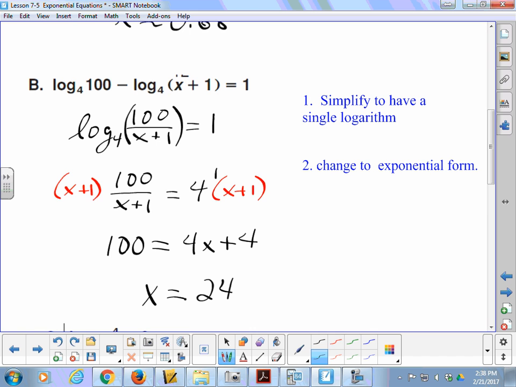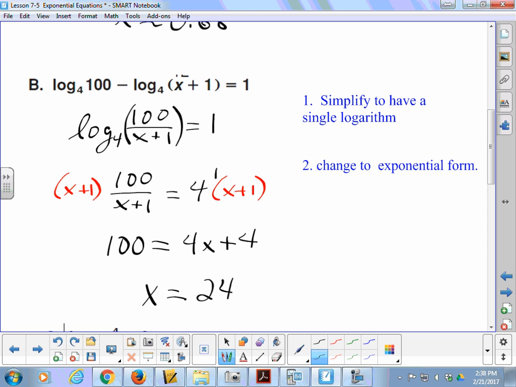Can you just look at it and say it's 24 though? 100 divided by 4 would be 25, so obviously 24 plus 1 is 25. That's pretty slick right there. Okay? Makes sense.